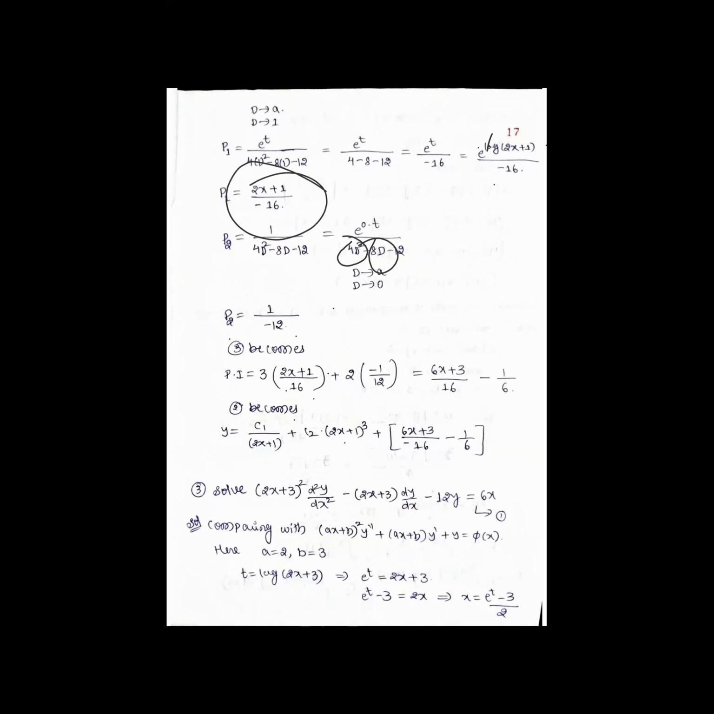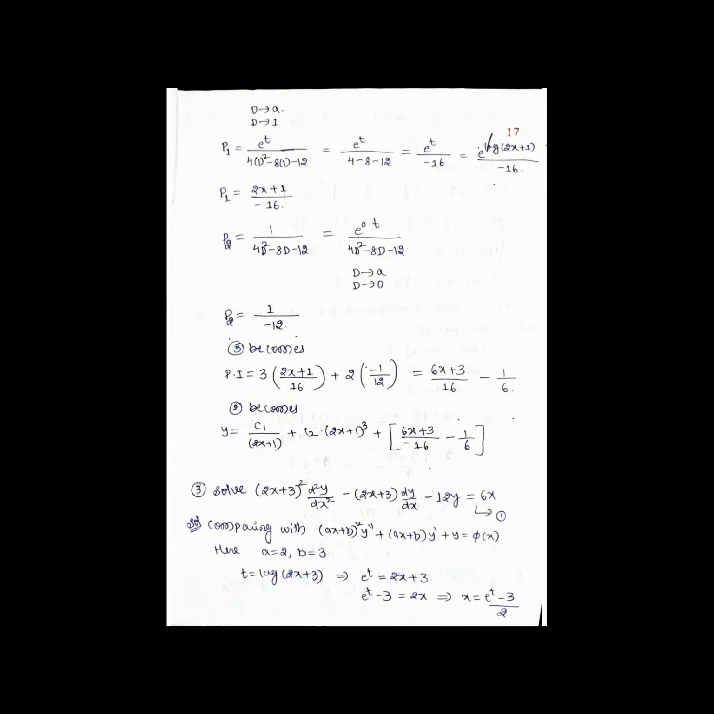Therefore, equation 3 becomes 3 into 2x plus 1, 3 P1, P1 means this, plus 2 P2. P2 means minus 1 by 12. Let us simplify the things clearly. So 16 will be the LCM. 3 2s are 6x plus 3. This I have multiplied in the numerator. 16 I wrote as it is. Plus, minus minus 2 ones are 2, 2 sixes are 12, that I'm keeping as it is.